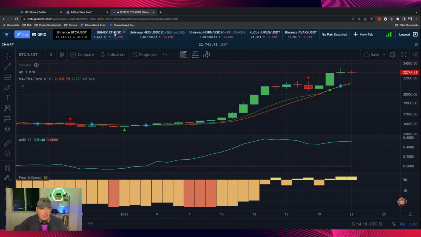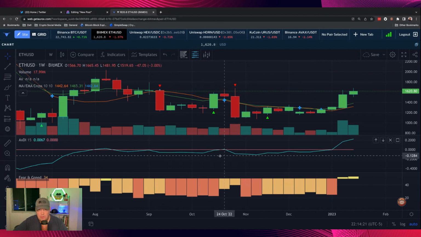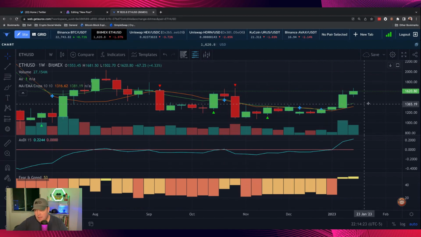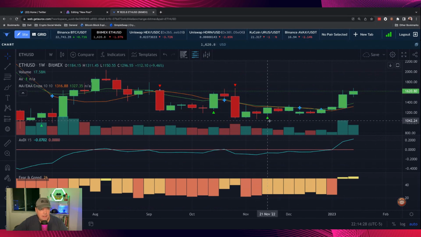Okay. Now let's go over to Ethereum. Ethereum is down 2% today. We still have a green Aurox indicator on the weekly, going back 1, 2, 3, 4, 5, 6, 7, 8, 9 weeks, a little bit longer for Ethereum.